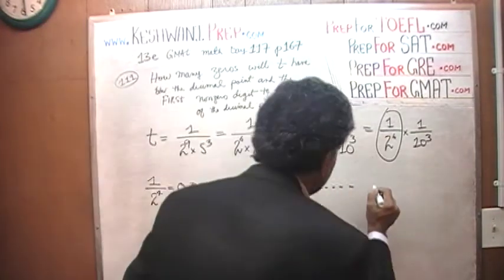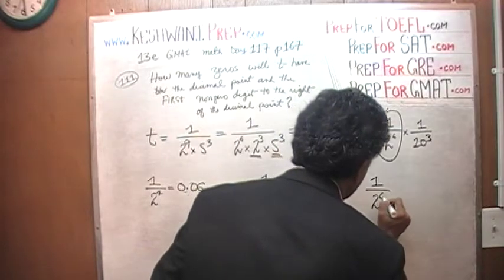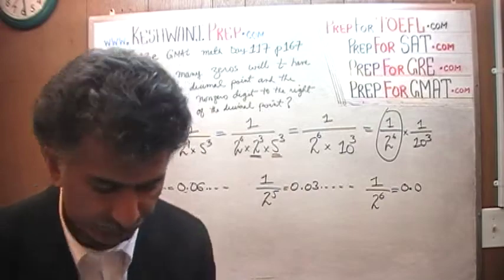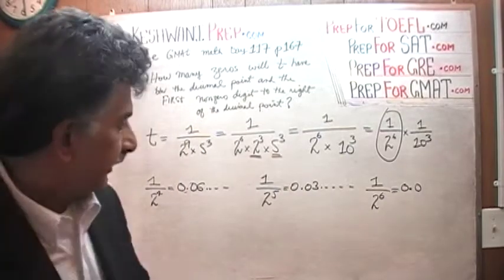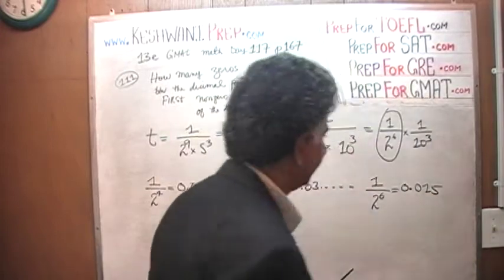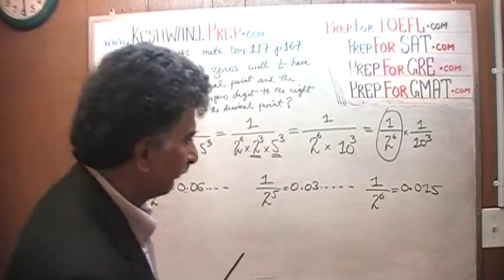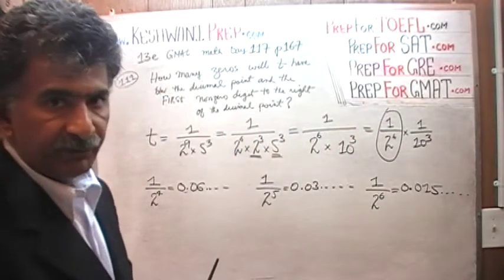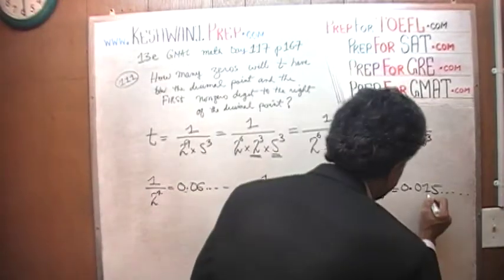And finally, 1 over 2 raised to 6 is going to be 0.0, and here's a 3. When you divide 3 by 2, you get 1 and then 5. So that's 0.015, and of course it continues with something. We're not interested in the rest of it. The first non-zero digit is right here.